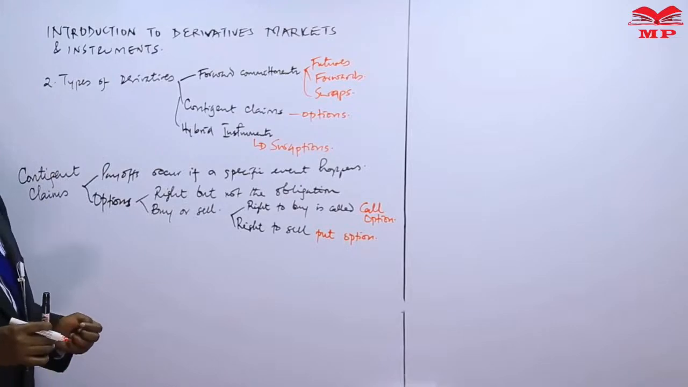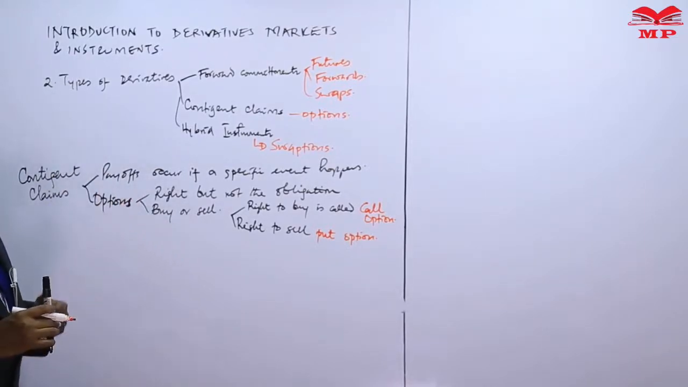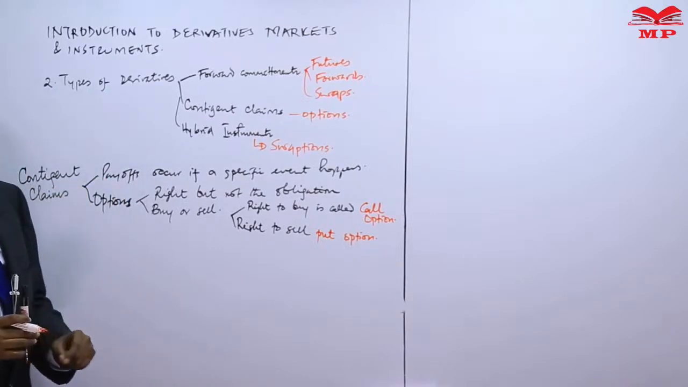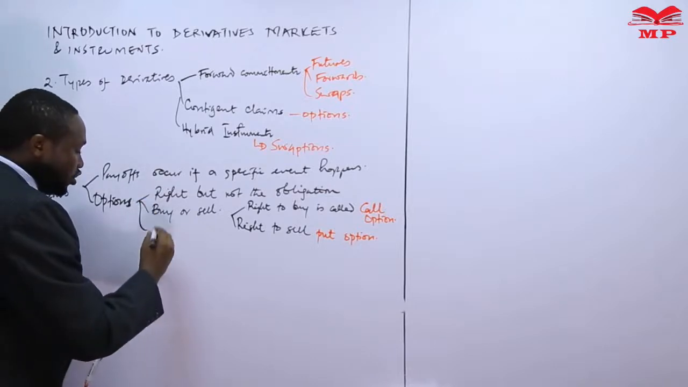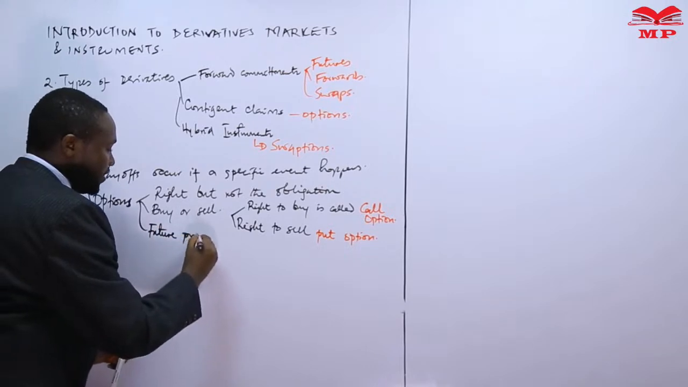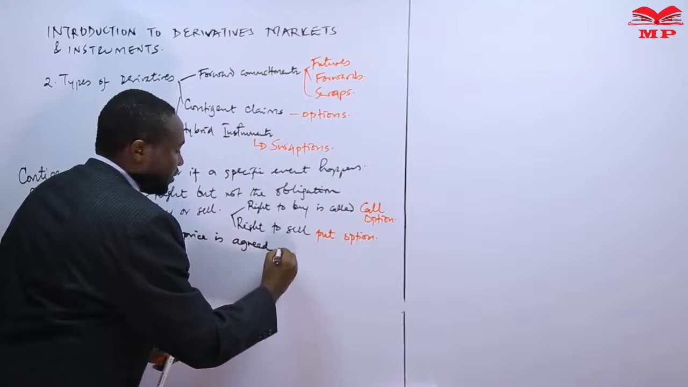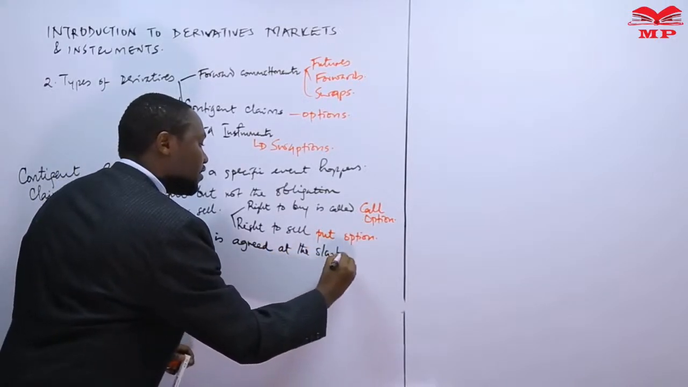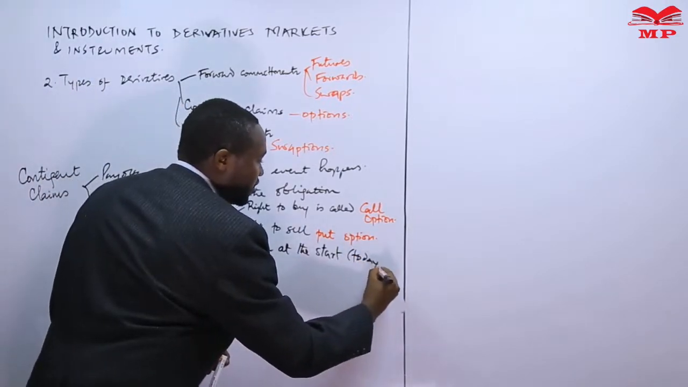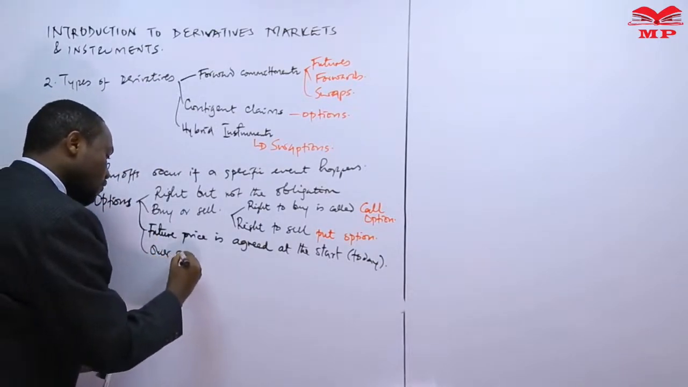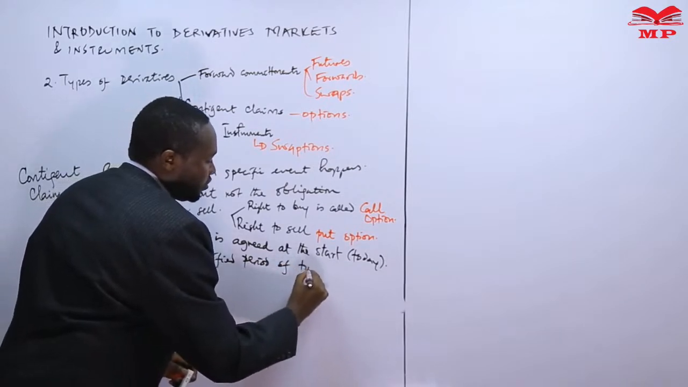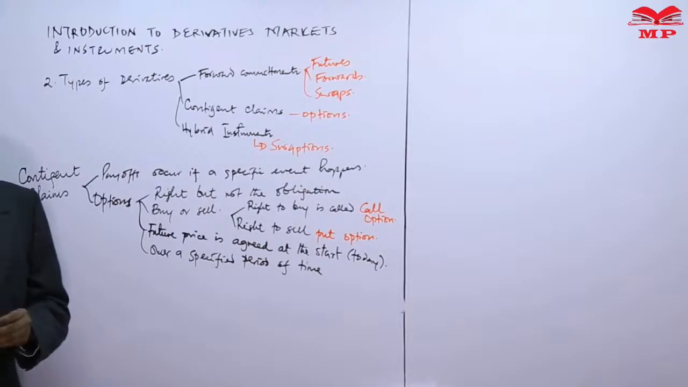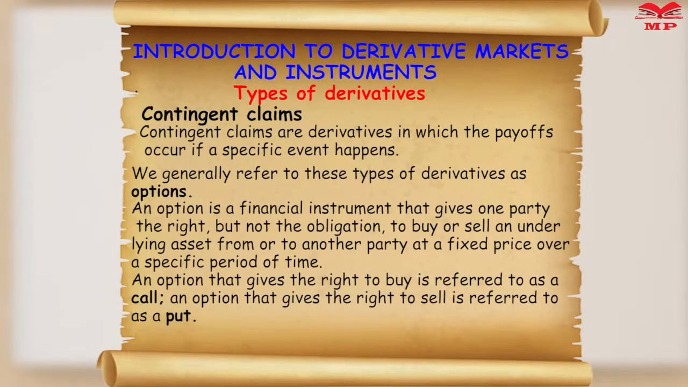So we are saying the call option gives the holder the right to buy a financial asset at a future date with a price agreed upon today, for a specific time. The future price is agreed at the start of the contract, which is today, over a specified period of time. That is what options are. An option that gives the right to buy is referred to as a call. An option that gives the right to sell is referred to as a put.